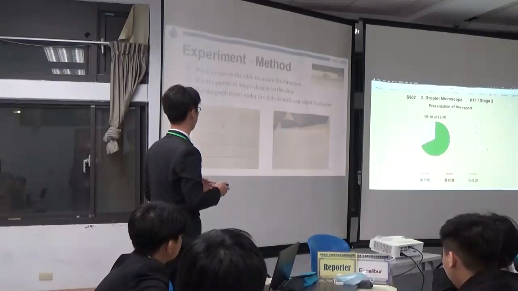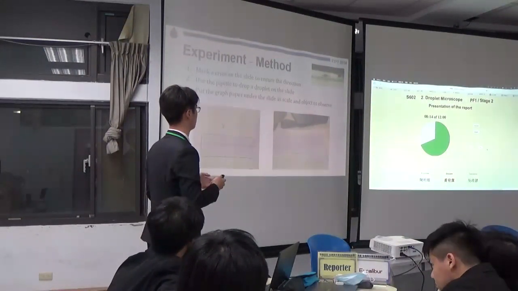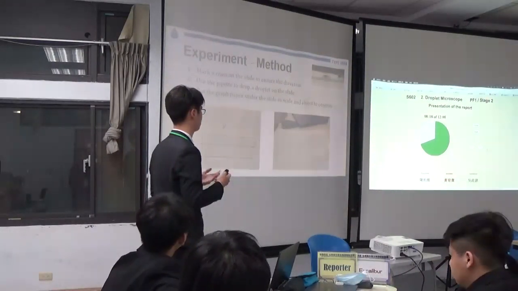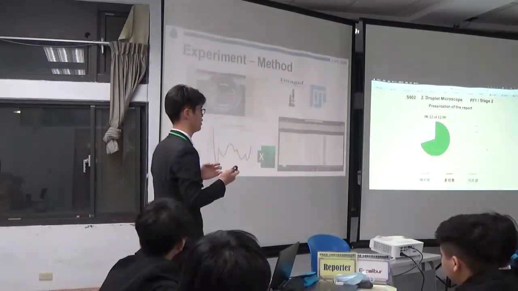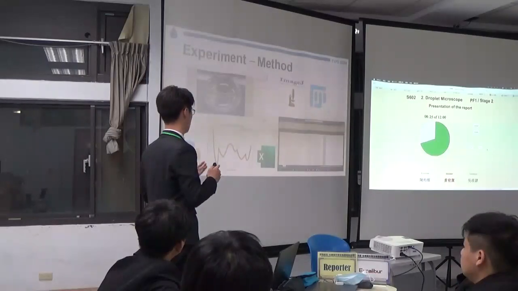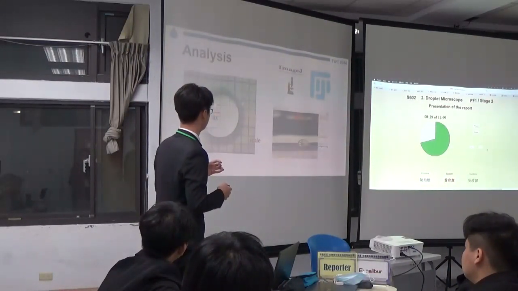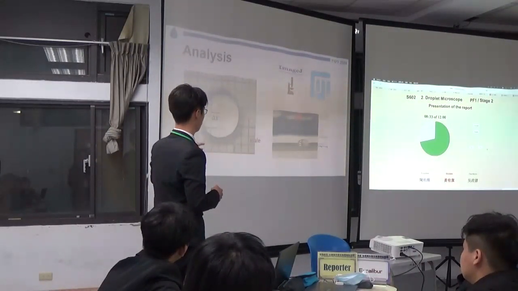And for my experiment method, I mark a cross on the slide to ensure direction, and use a pipette to drop the droplet on the slide, and put a graph pattern on the slide as a scale and object to observe. And I use ImageJ and Kappa to analyze the curvature radius, and use Python to plot the graph. Okay, and I set the scale of the graph pattern.